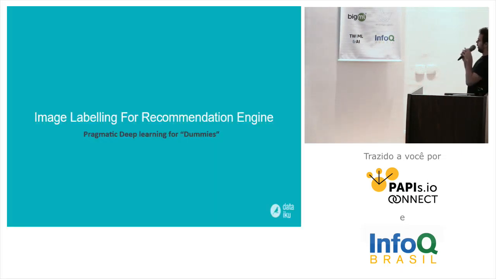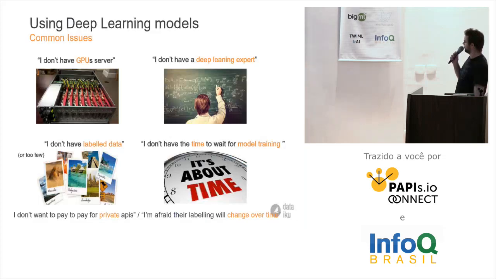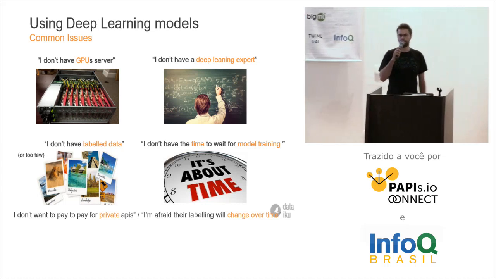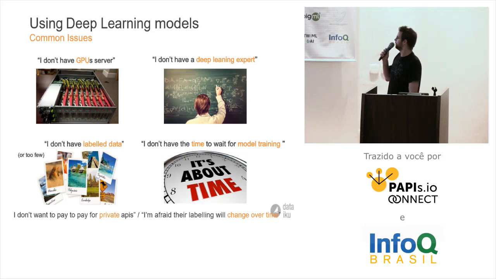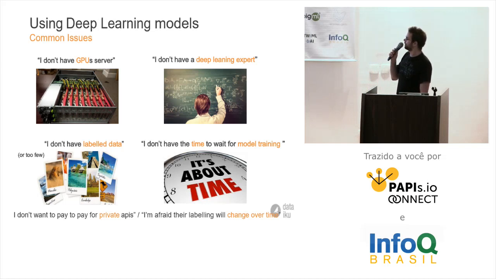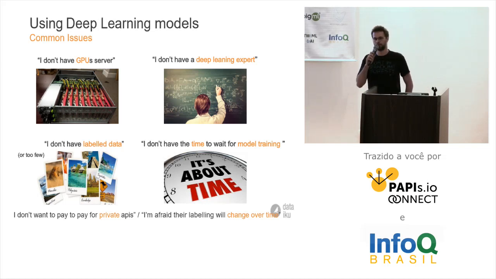So how did we do that? As people said this morning, there are some issues with deep learning. So first, you have to get some architecture, some GPUs. Then you have to get some people that actually know how deep learning works. You have to take some time because you may need 72 hours to train some models, and then you will need a lot of labeled data.